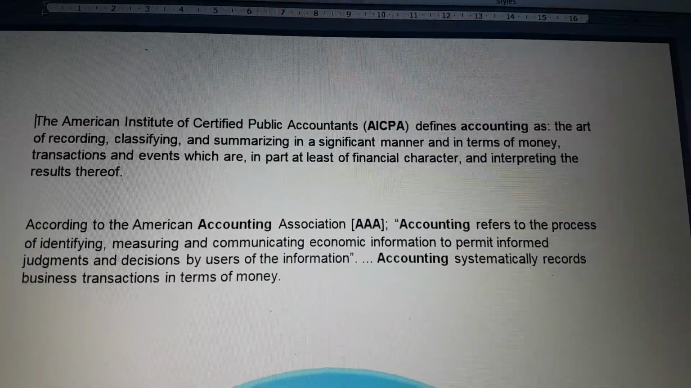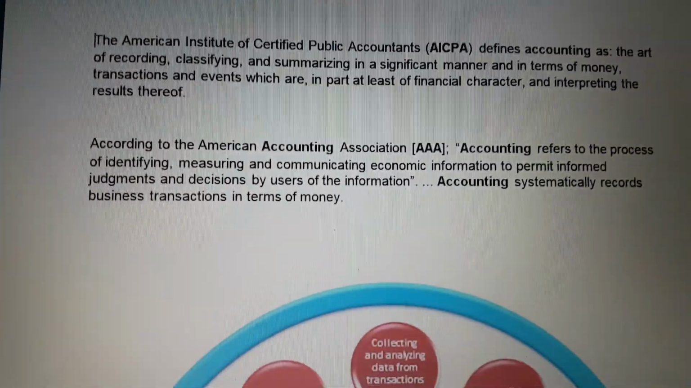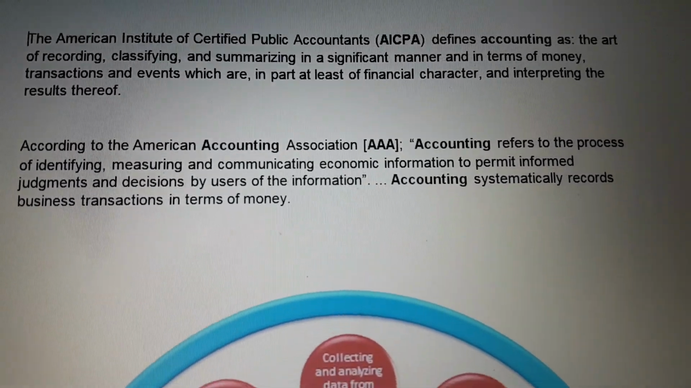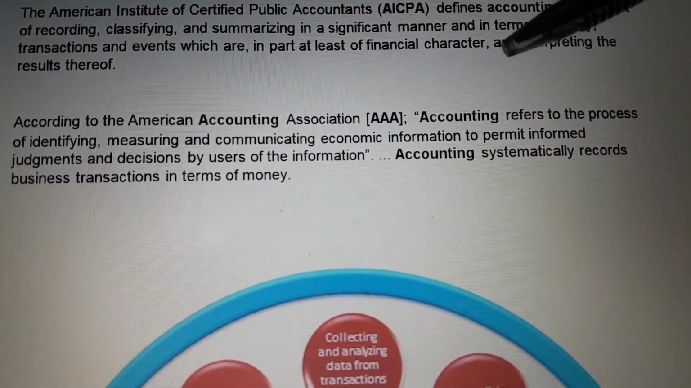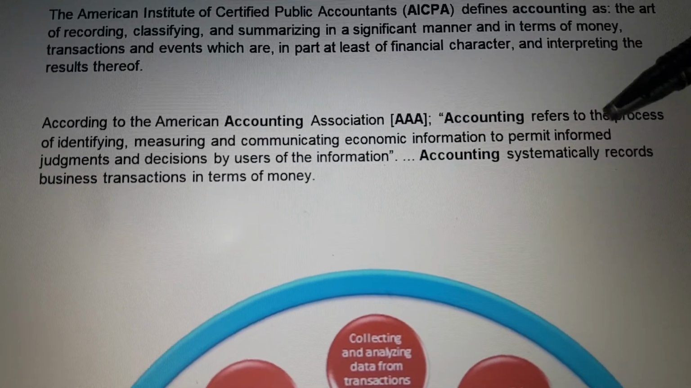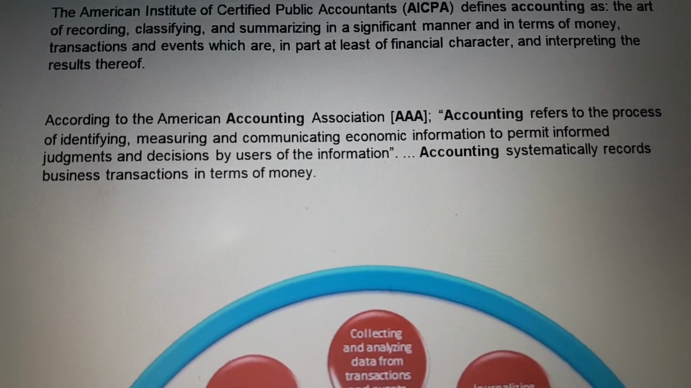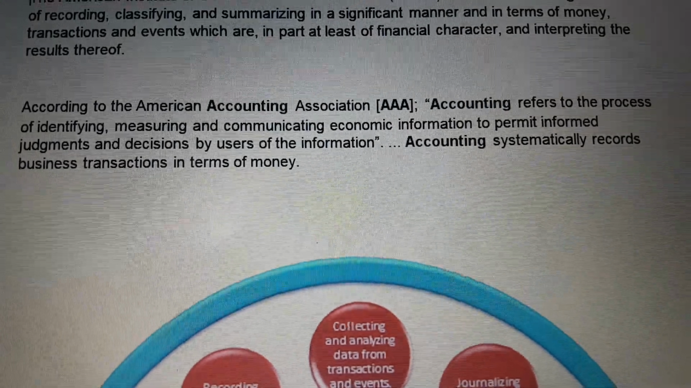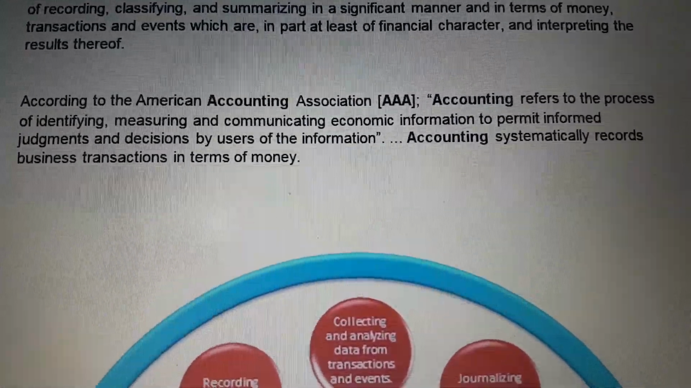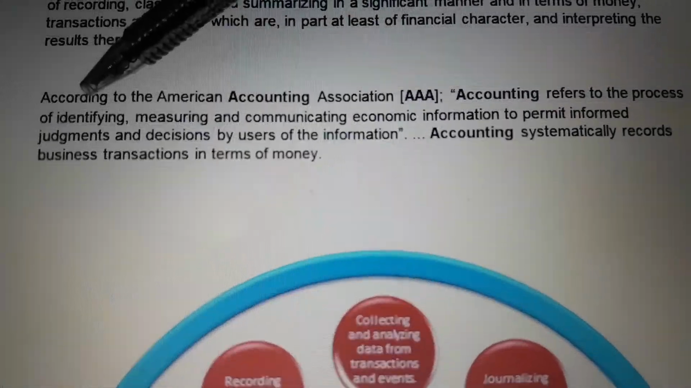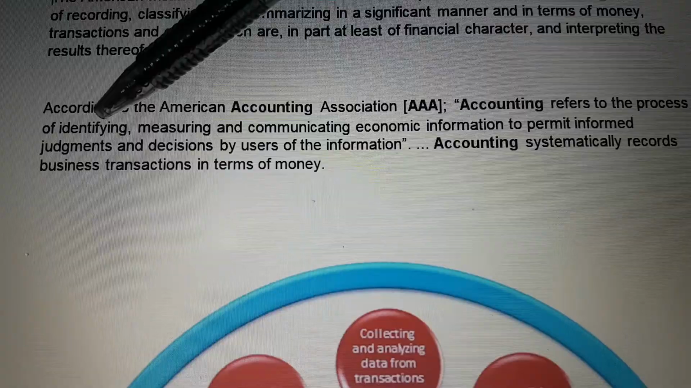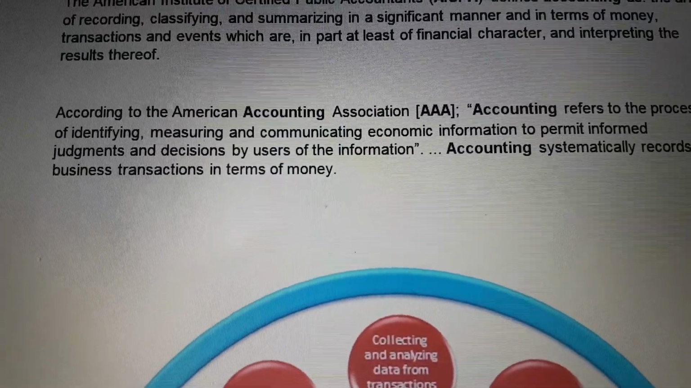Okay, so these are the definitions, but my favorite definition is the one coming from the American Institute of Accounting. Why? Because they say that accounting refers to a process. Process, because there are 10 cycles that we need to consider in the preparation of the accounting. And it says that it should start with identifying. Now we identify the transaction, whether this transaction needs to be journalized in the book or not.